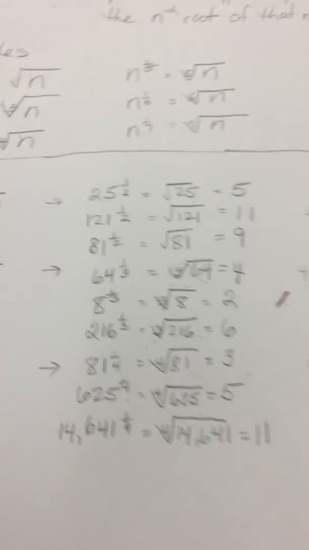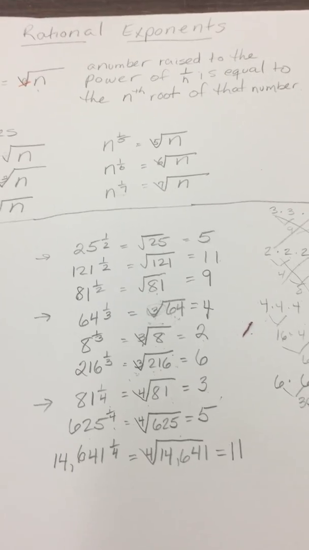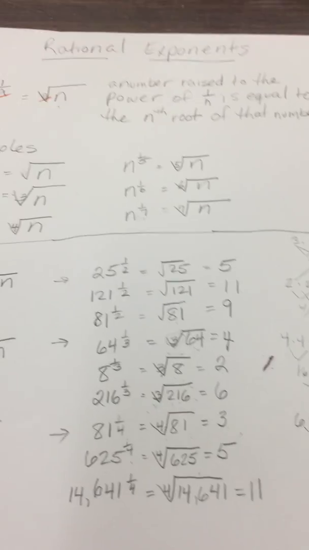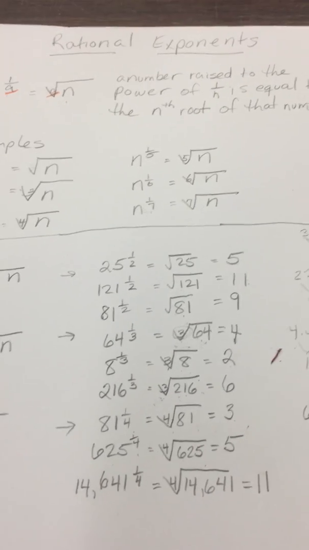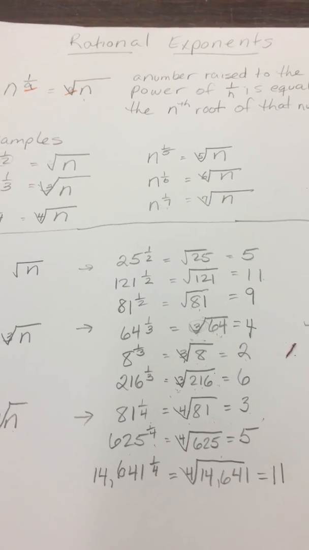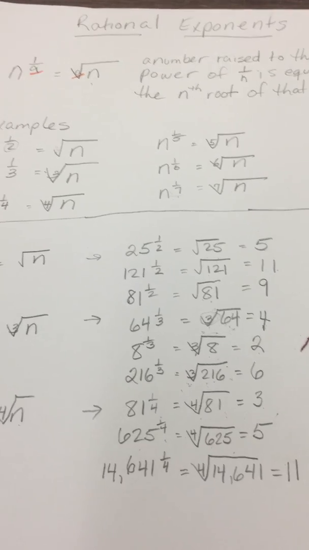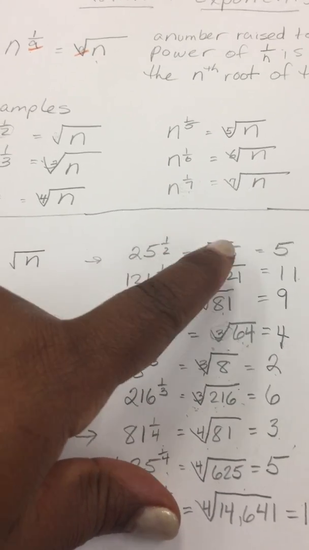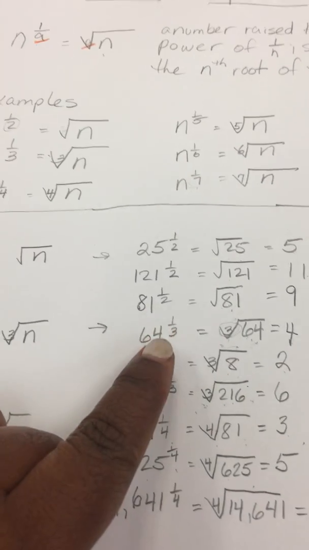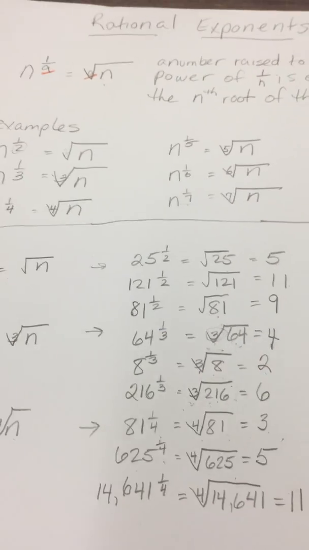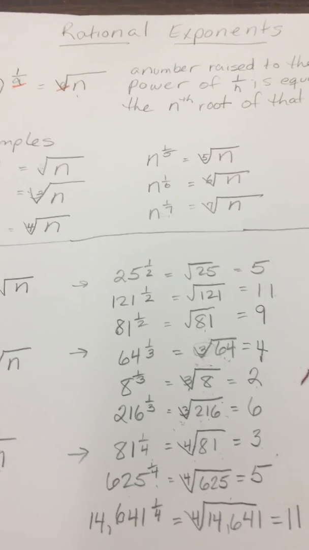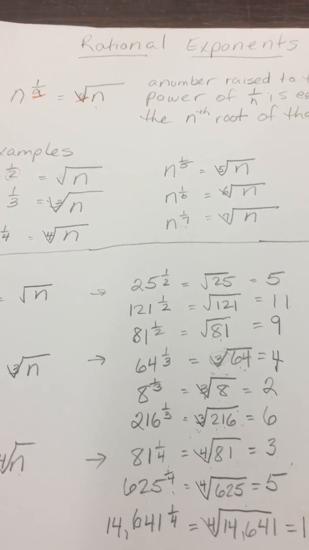That answer is 11. So we have practiced the 1/2 root, the 1/4 root, 1/3 root. Well, we have practiced square root, cube root, and fourth root. So we noticed that anything to the 1/2 power is the same thing as square root. Anything to the 1/3 power is the same thing as cube root. And anything to the 1/4 power is the same thing as the fourth root, okay?